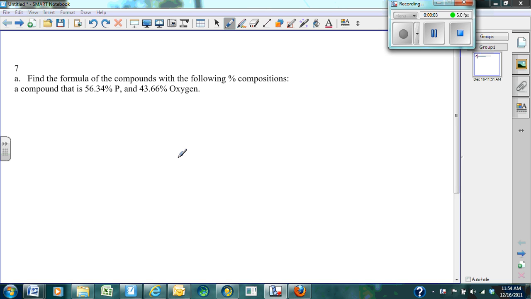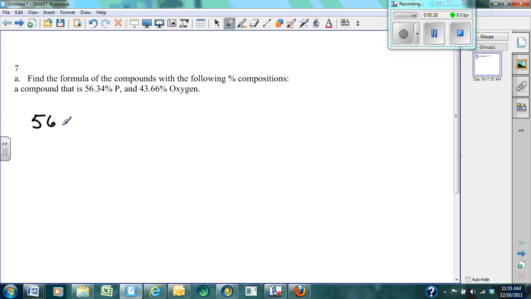Hello, chemistry. I have an empirical formula problem for you. This is off of the empirical formulas packet, and it's number 7A, and it involves phosphorus and oxygen, and it has two percentages. The two percentages add up to 100. So what we do is we make the assumption that if we had 100 grams of this compound, then these percentages would exactly be a gram quantity.